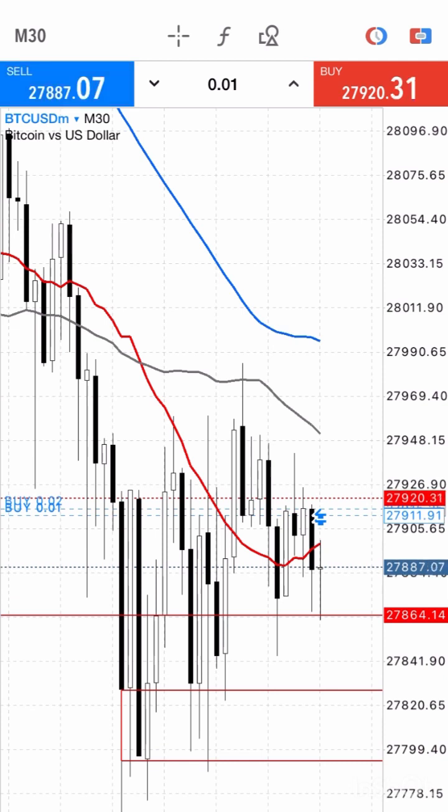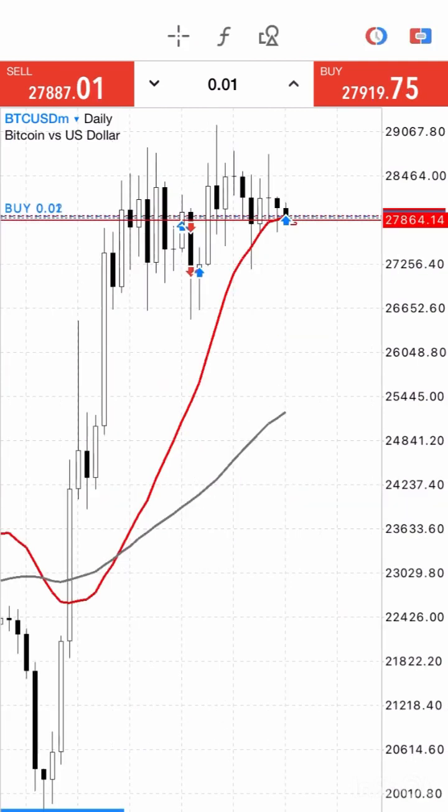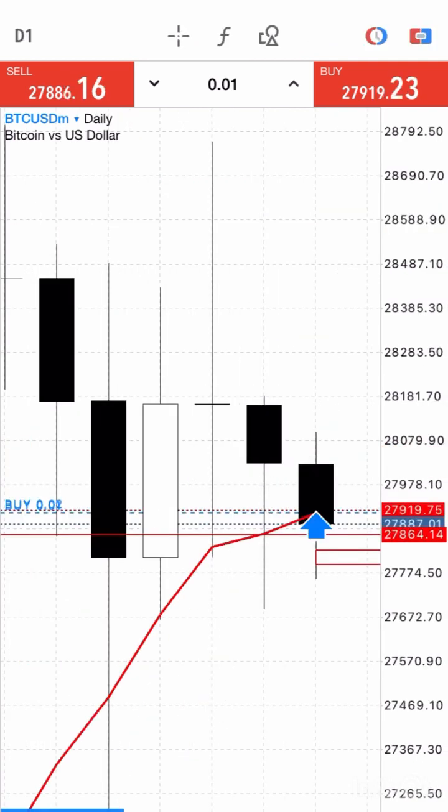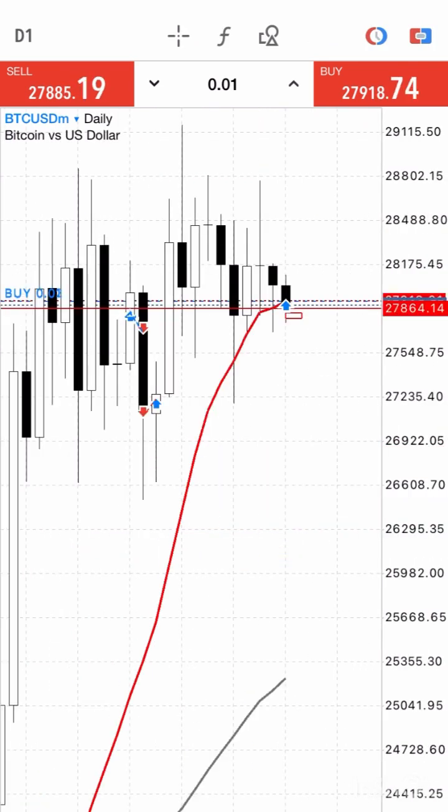It's still gonna play around in this area, because as we saw in the daily time frame, that's where it makes the most sense. This is where the setup makes the most sense on the daily time frame. See what I'm saying?